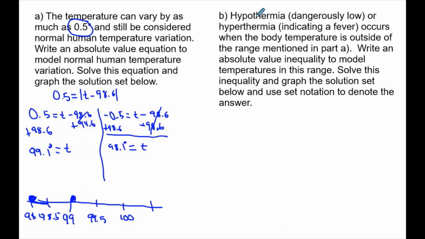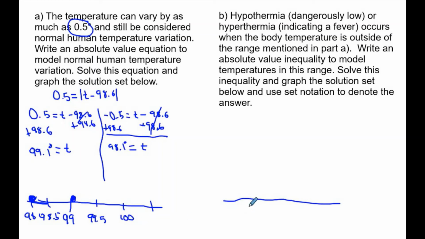So if I look at the next part of the problem, hypothermia, dangerously low, or hyperthermia, indicating a fever, occurs when the body temperature is outside of the range mentioned in Part A. Write an absolute value inequality to model temperatures in this range and solve this inequality and graph the solution set below and use set notation to denote the answer. So what they're talking about, let's do the visual first.